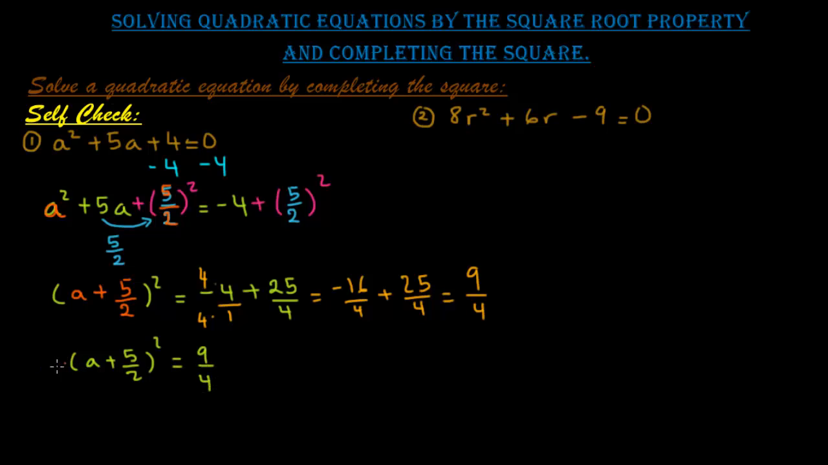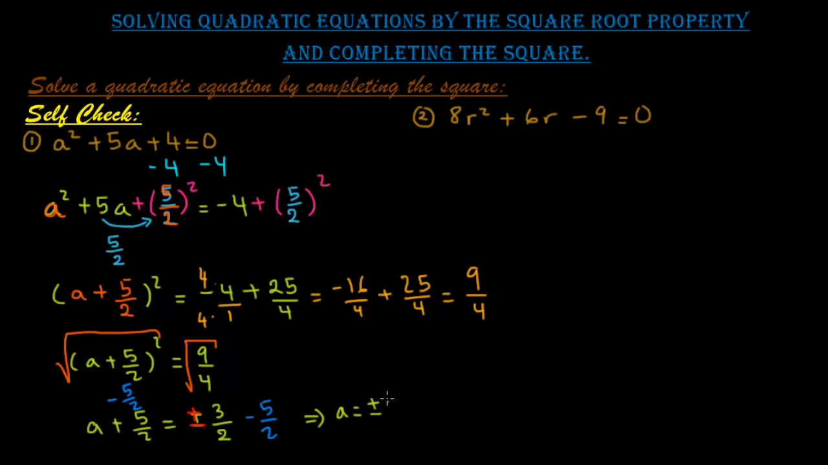Then we take the square root of both sides to get rid of the square. So square root on both sides, we will have a plus 5 over 2 equal to plus and minus 3 over 2. And one more time, plus and minus is really important here. Then we isolate the variable by subtracting 5 over 2 on both sides. We subtract 5 over 2 on both sides. Then you will have a equal to plus and minus 3 over 2 minus 5 over 2.